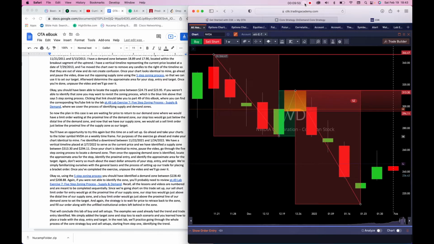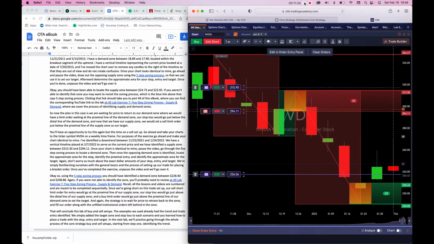All right, and the correct answer is... Okay, so using the 5-step zoning process, you should have identified a demand zone between $228.40 and $208.88. Again, if you are not able to identify the zone, you'll need to review Part 49, Lab Exercise 7, where we go over the 5-step zoning process for both supply and demand zones.